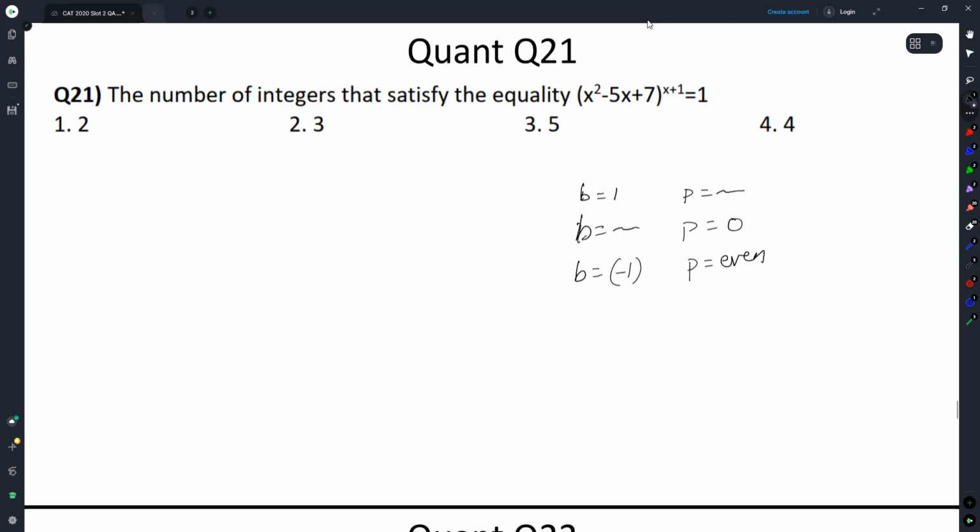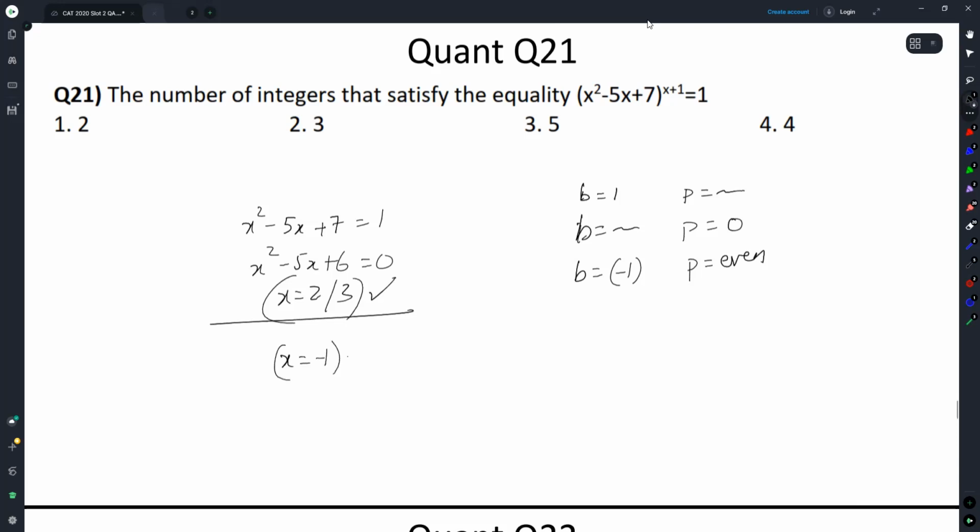So first case, base is 1, x square minus 5x plus 7 is equal to 1, or x square minus 5x plus 6 is equal to 0, x is equal to 2 or 3. Yes, works. 2 I've gotten. Power is equal to 0, x is equal to -1. Yes, this also works. Now base is equal to -1.